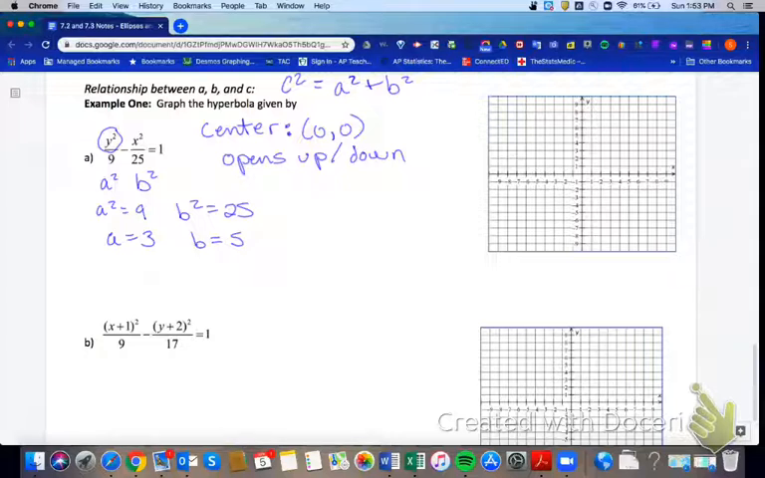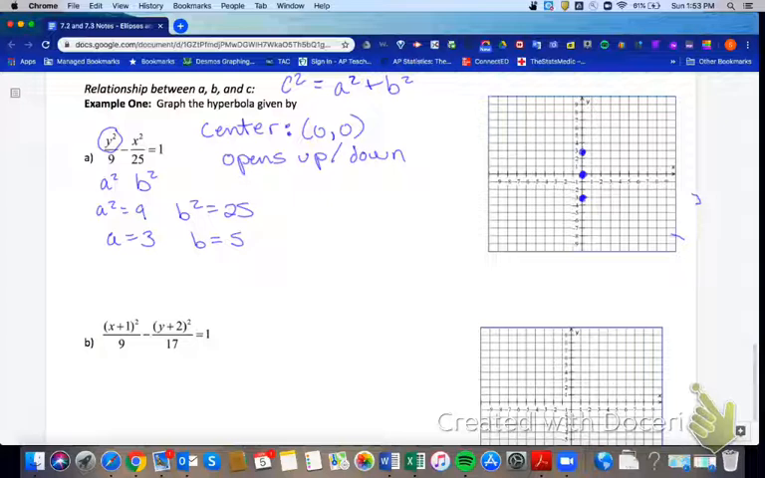So when we graph, we start with our center at 0, 0. Then we go with the vertices. The vertices always deal with A, always. Because this opens up and down, that means my vertices are going to be going vertical. So from the center, I'm going to go A units up and down. A is 3, so I go up 3 and down 3.